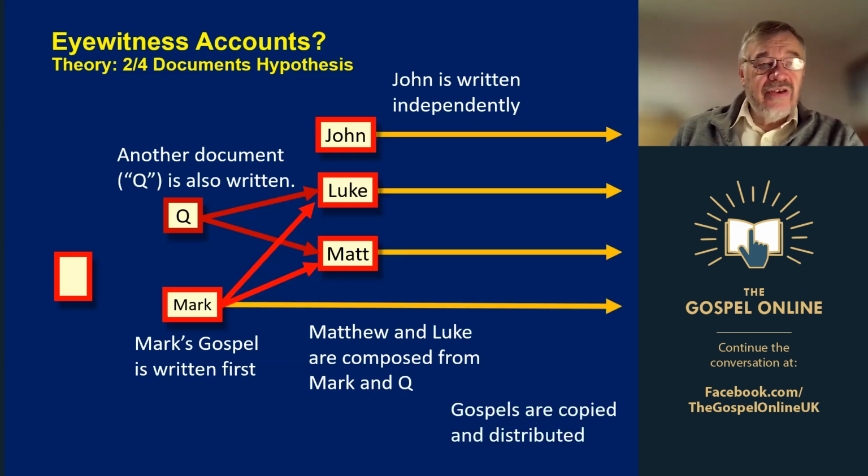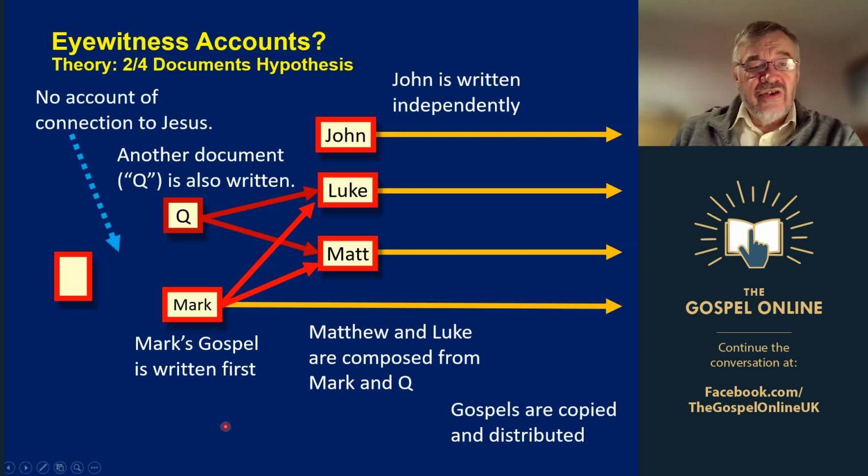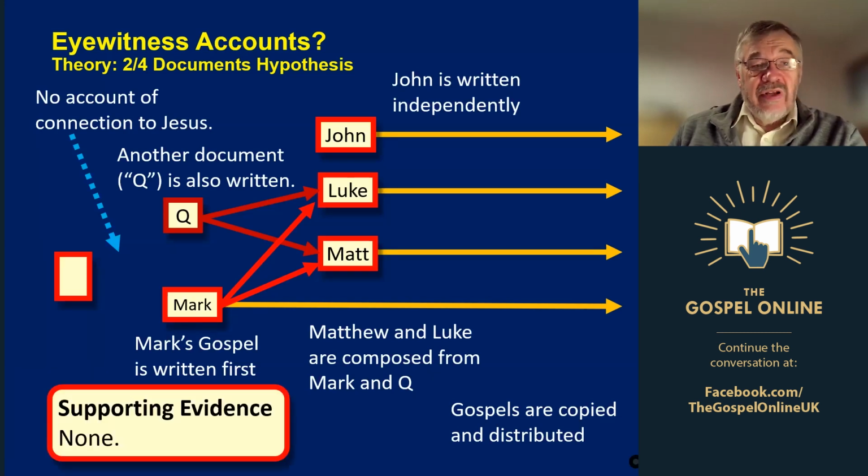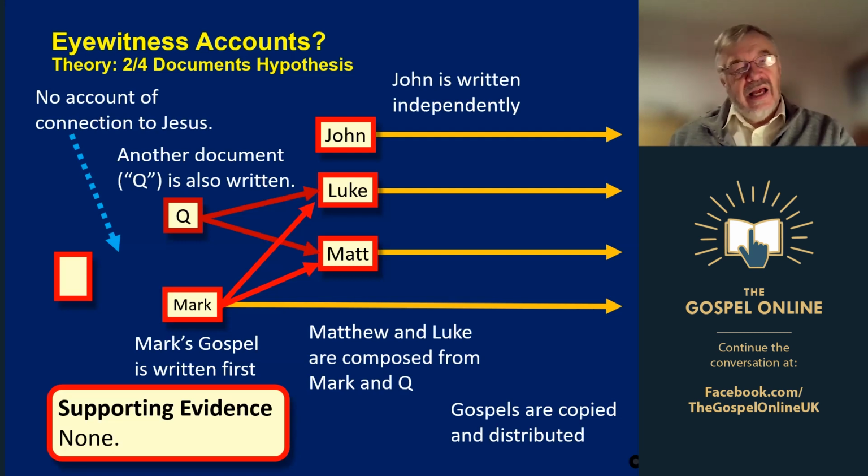Anyway, these Gospels then are copied and distributed, and that's the New Testament we've got. But notice that the theory doesn't include any idea of how these documents connect to Jesus at all, whether they're just made up or whether they're actually accounts of what Jesus said and did. And again, no supporting evidence. We don't have any picture of Q. No one wrote about Q. We don't have any copies of it. All we have is the Gospels that exist.